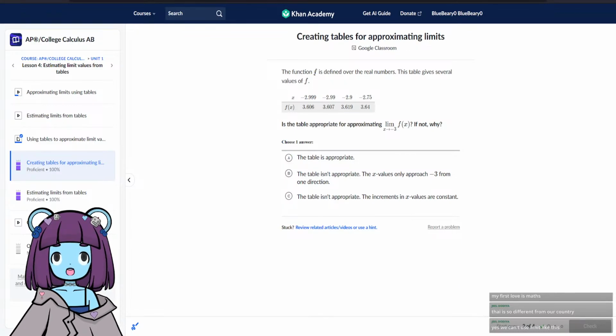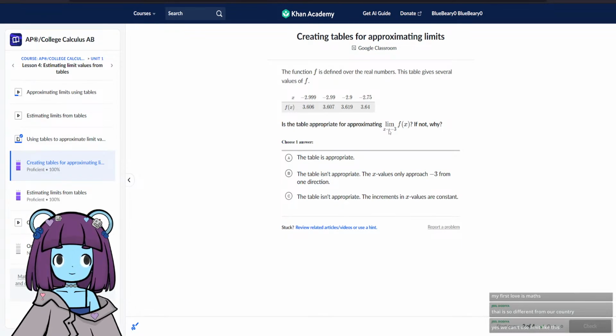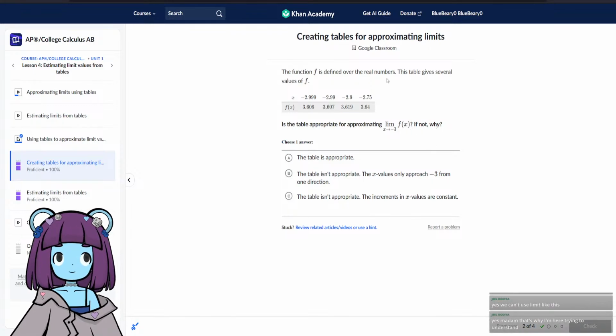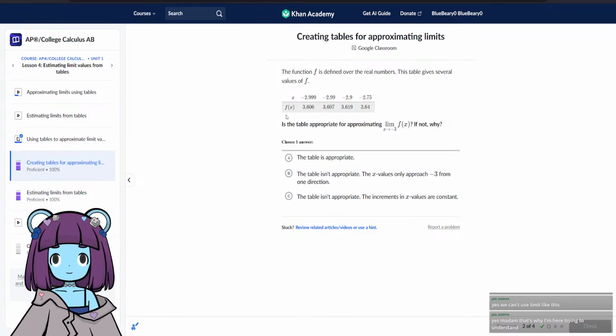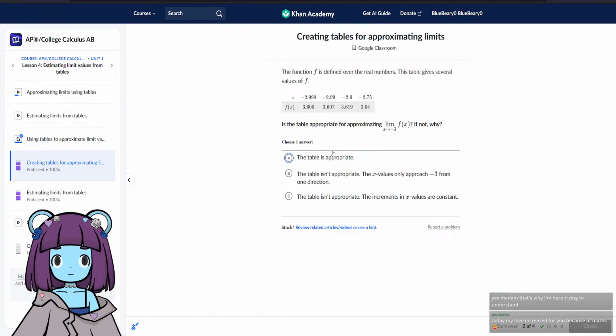So the function f is defined over the real numbers. This table gives several values of f. Is the table appropriate for approximating the limit as x approaches -3? If not, why? So the increments seem to be nice. The only thing is that -3 is on this side, so it only approaches it from one side.